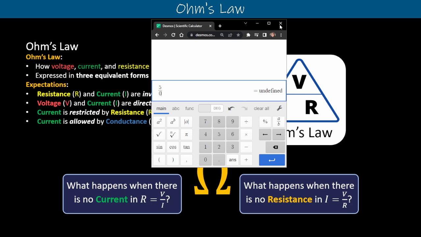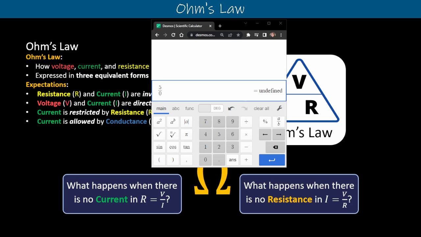And I want you to associate undefined with infinity, right? Because undefined means it's so big we can't even give you a number for it, right? And so that's what our resistance is doing here. If we have no current flow, we must have infinite resistance preventing current from flowing, right? There's no pathway for current to flow.